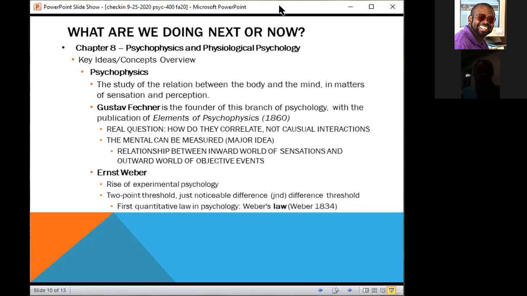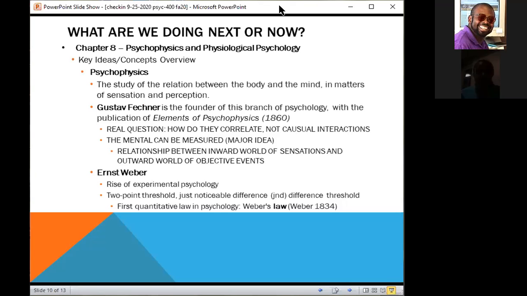He was very interested in the idea that we can measure things. We can measure the mental, the things that are going on in the mind. And so he sought to find a relationship between the inward world of sensations and the outward world of objective events. So when we see something out in the world, what is it that we are experiencing? What is it that we're seeing? So he was trying to correlate that.